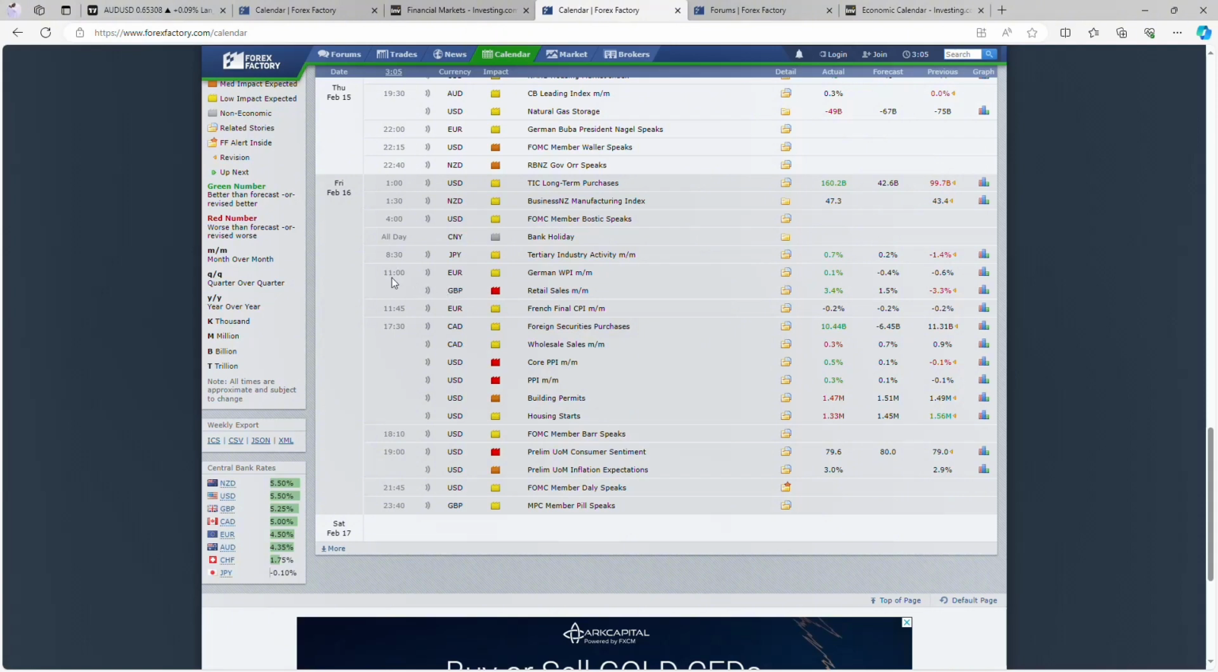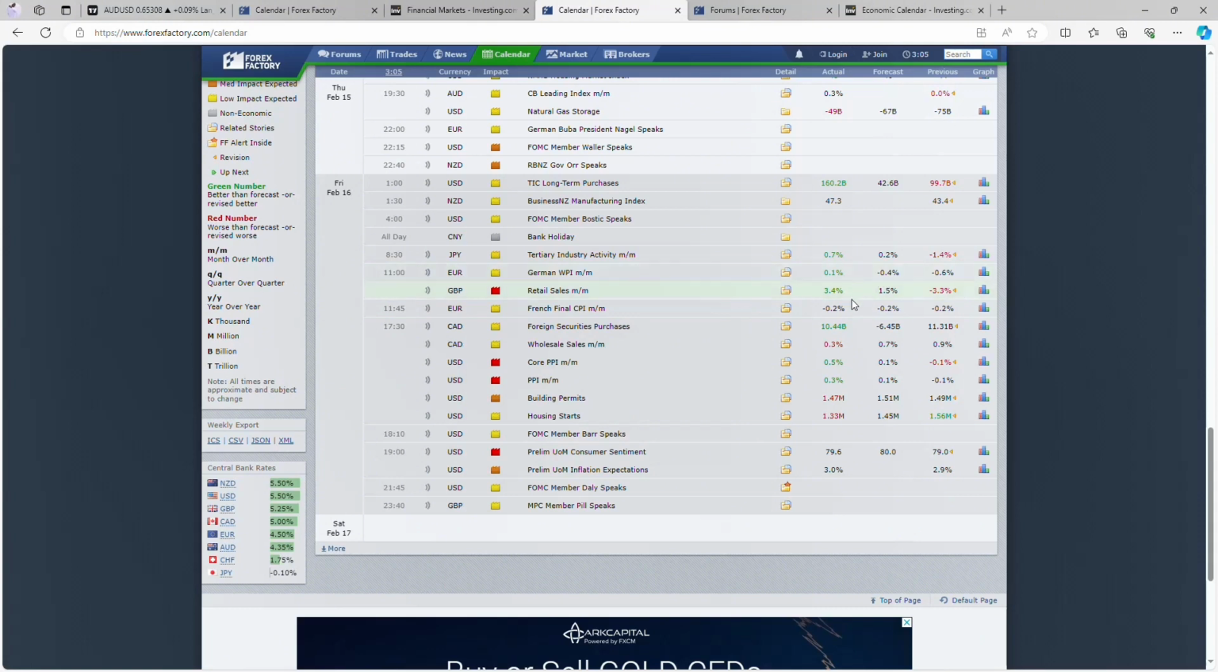GBP at 11 a.m. They had a powerful news, which was retail sales. Look at the value here, 3.4%. Okay, this is the actual. The forecast was 1.5%, and the actual came higher than the forecast. So it was a very powerful news event. And this is the previous. The result that was produced in the previous news release was negative 3.3%.